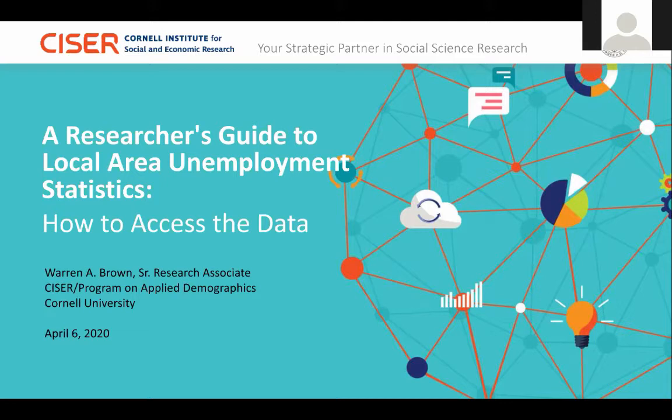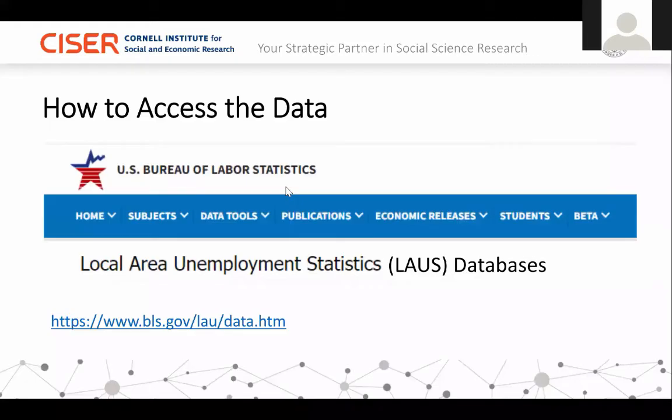This brief tutorial is a joint effort between the Cornell Institute for Social and Economic Research and Cornell's Program on Applied Demographics. In this tutorial, we will cover how to access the data from the U.S. Bureau of Labor Statistics website. The address for the website is listed at the bottom of this slide.